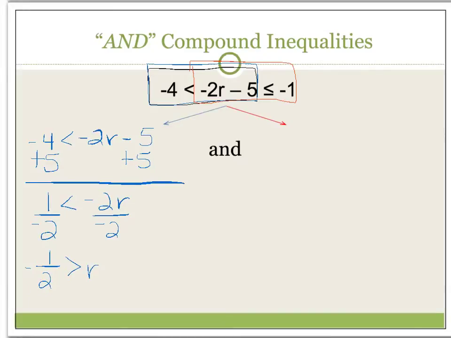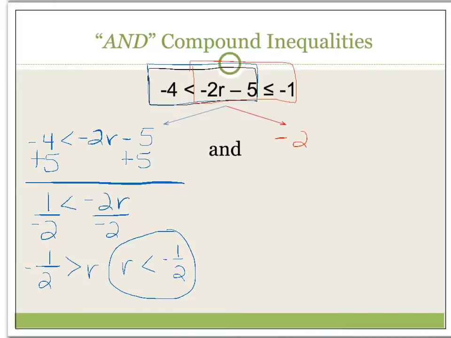Now, if you remember from the video when we reviewed what inequalities were, we can write it this way, or we can put the variable in front so that it says r is less than -1/2. Both of those statements mean the exact same thing. Sometimes it's just a little bit easier to read it when the variable comes first. Once we have the solution to that one inequality, we have to find the solution to our second inequality.